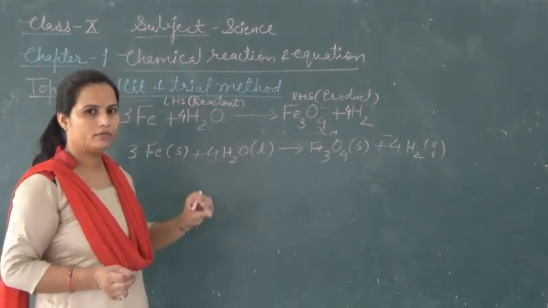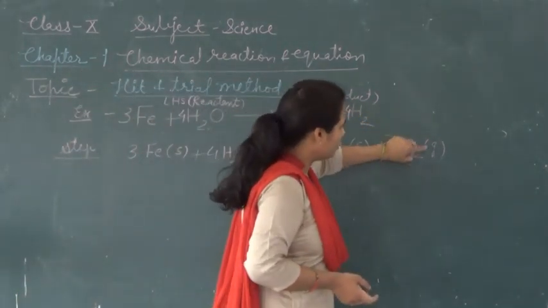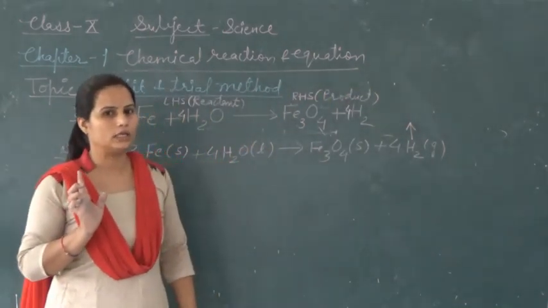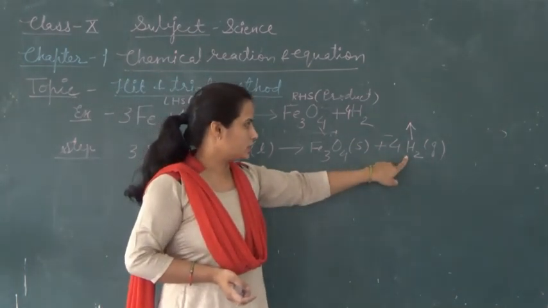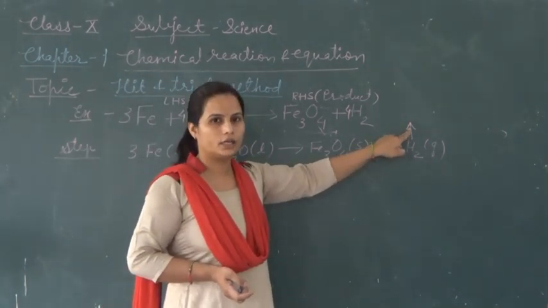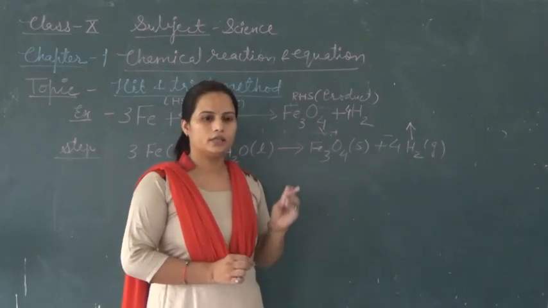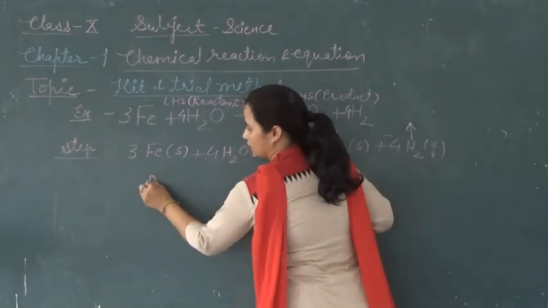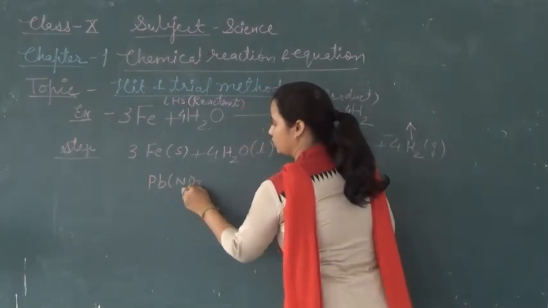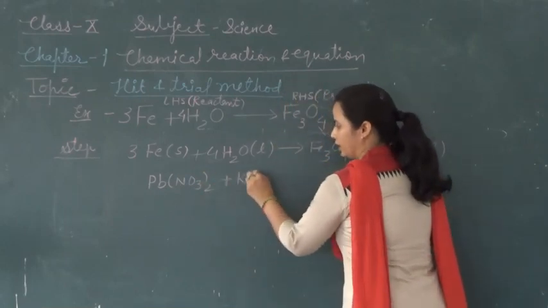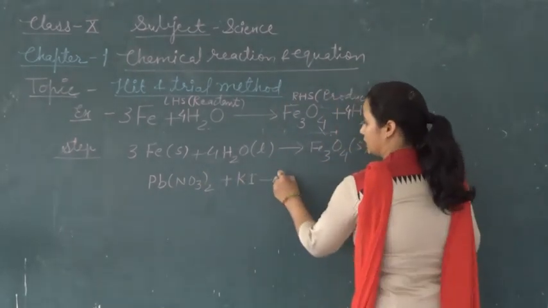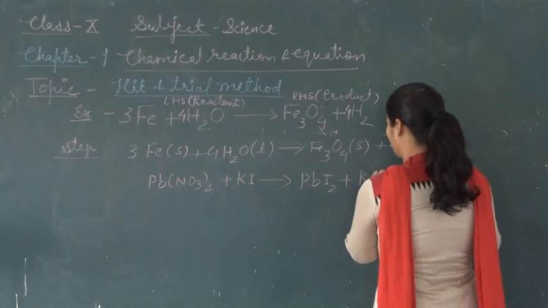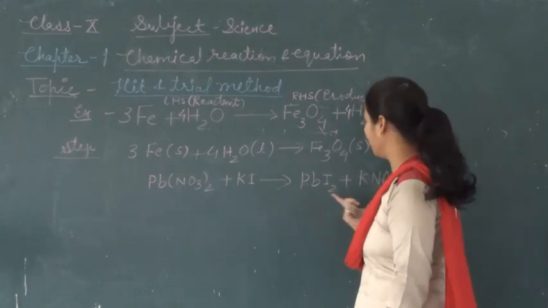If anyone is gaseous in state, write G and also mention the arrow above that particular compound. The hydrogen is in gaseous form, so we mention the arrow. If anyone is in precipitate form, as I told you in my previous lecture with this example: lead nitrate, when it reacts with potassium iodide, forms lead iodide, PbI2, and KNO3, potassium nitrate.